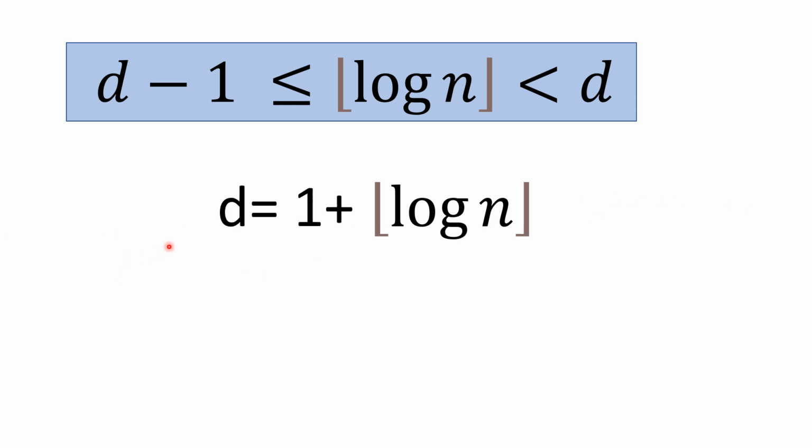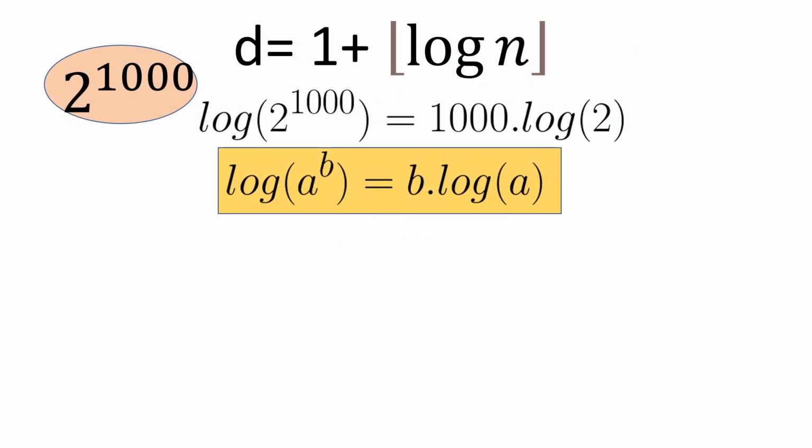Since the floor of log n is less than d, and also at least d minus 1, the value of d equals 1 plus the floor of log n. That's our formula. The number of digits of any number n is 1 plus the floor of log n. Now let's use this formula on our original question. 2 to the power of 1000.